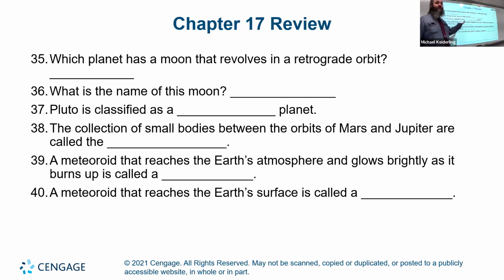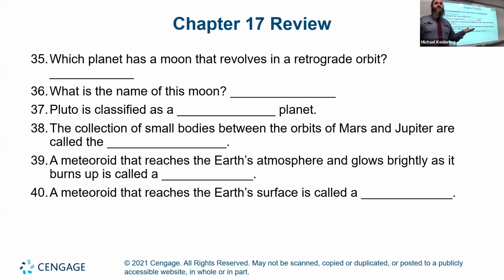Pluto is classified as a dwarf planet. And the collection of small bodies between the orbits of Mars and Jupiter is called the asteroid belt. And these are asteroids.